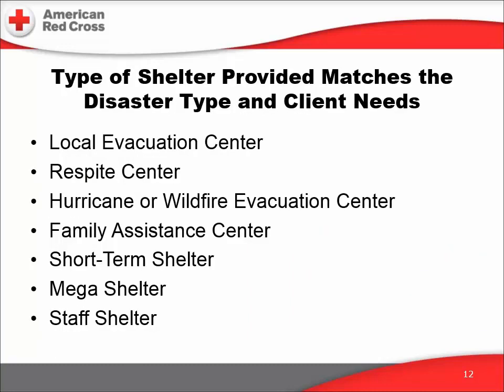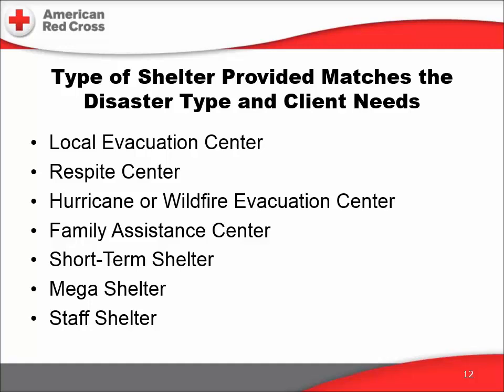Different types of services designed to meet the needs of clients are offered in the various shelters. The type of shelter provided matches the disaster type and client needs. For example, a local evacuation center may be used to provide refuge after an apartment fire. A respite center may be used as a warming center, cooling center, or first responder rest center. A hurricane or wildfire evacuation center.